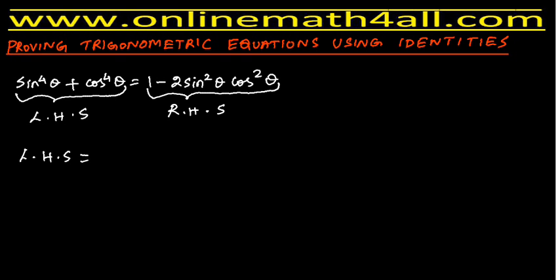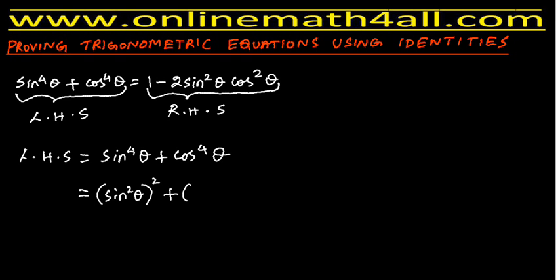that is sine to the power 4 theta plus cos to the power 4 theta. In our next step, I'm going to write sine power 4 theta as sine square theta whole square plus cos square theta whole square.